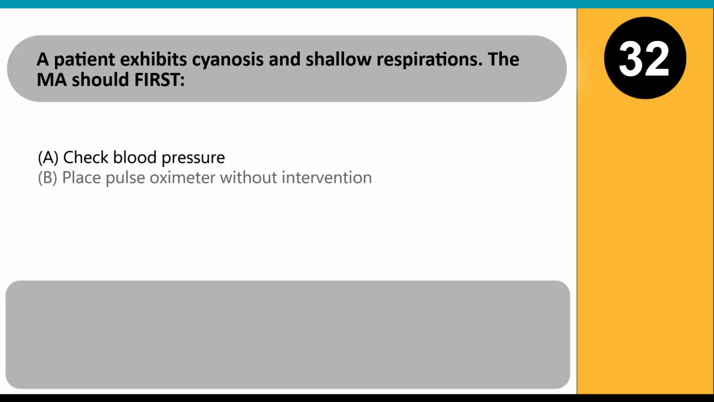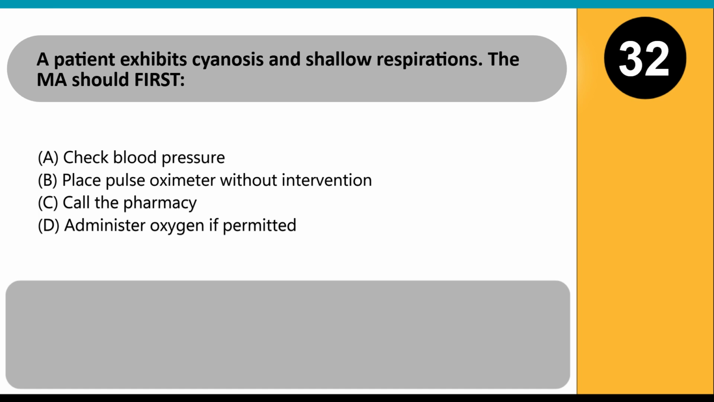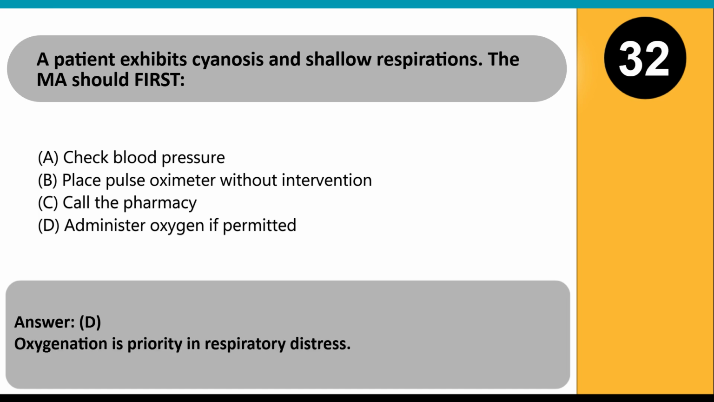A patient exhibits cyanosis and shallow respirations. The MA should first: A. Check blood pressure. B. Place pulse oximeter without intervention. C. Call the pharmacy. D. Administer oxygen if permitted. Answer D. Oxygenation is priority in respiratory distress.